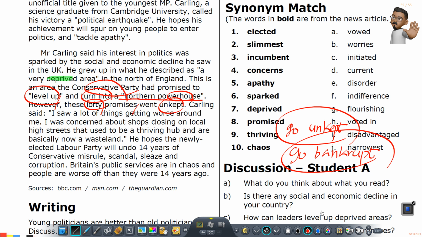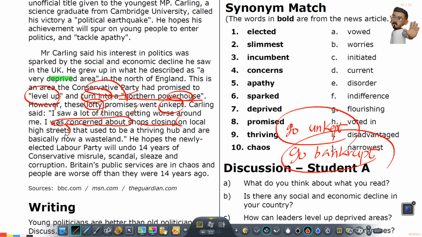I was concerned. What does that mean? Concerned about? 우려. That 걱정하다, 우려하다. I was concerned about the shops closing on local high street. Why do shops close? Because there's no future. No money going on. Okay? No possibilities, no probabilities. Everything goes down to hell.